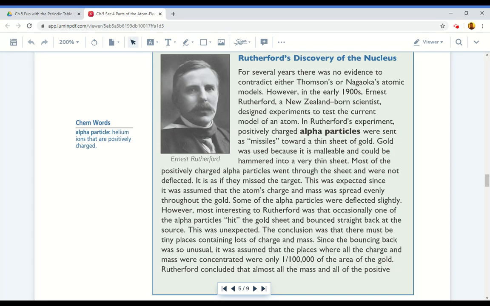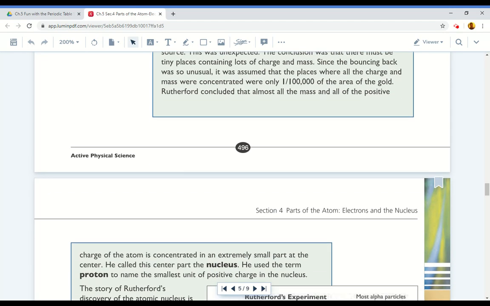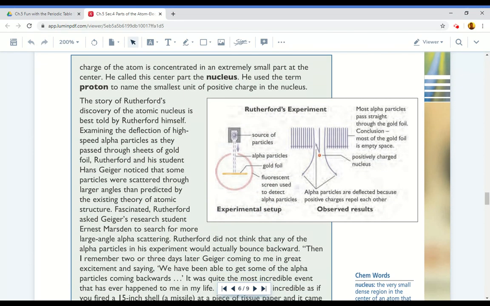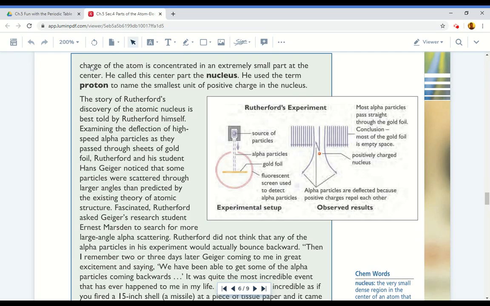Rutherford concluded that almost all the mass and all of the positive charge of the atom is concentrated in an extremely small part of the center.